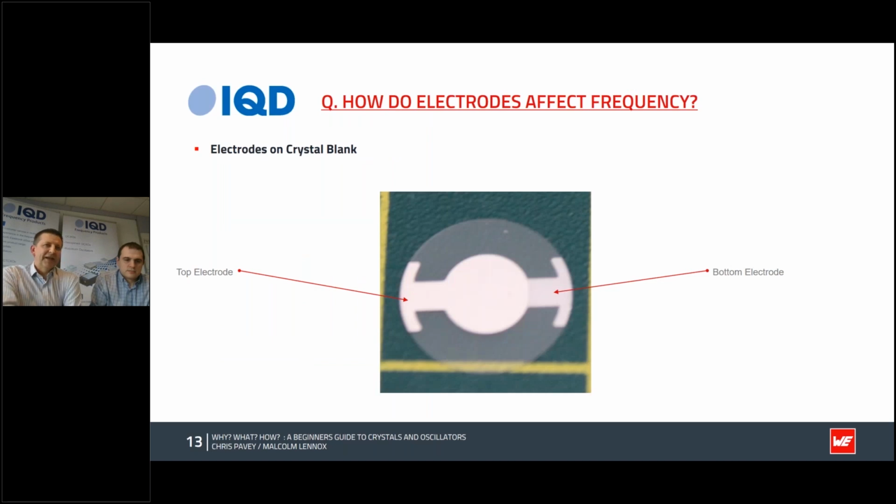So on each of these blanks, we have an electrode fitted. What impact does this have on frequency? The electrode will add mass to the crystal blank and thus lower its resonant frequency. The electrode is attached using evaporated silver in a process called deposition. The electrode thickness is accurately controlled, and the resultant frequency shift can be accounted for. Therefore, the required frequency of the finished crystal can be achieved.